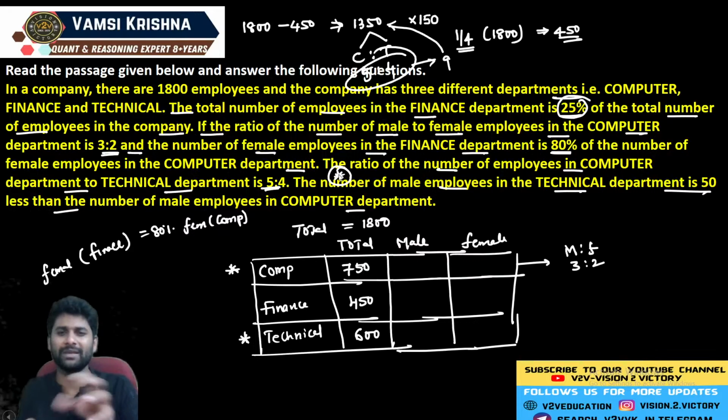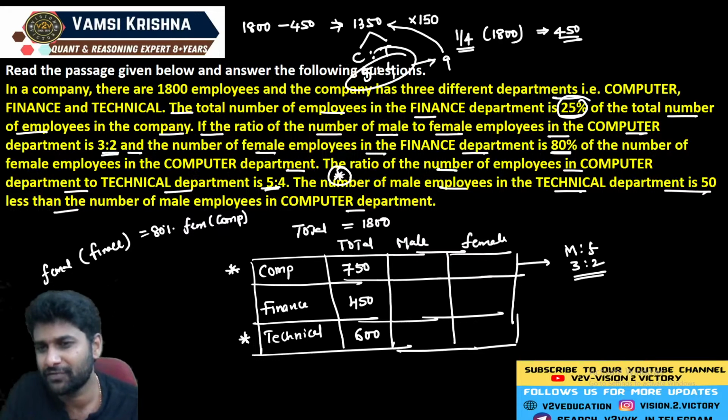Why? Because we don't know how many males and females are in the different departments. First comparison, we have a ratio of 3 is to 2. So if there are 5 people, 3 are male and 2 are female. So what is the total strength we have? 750, right?